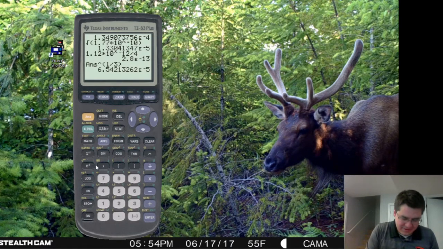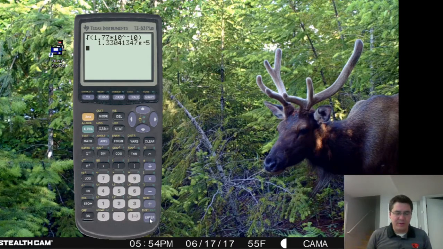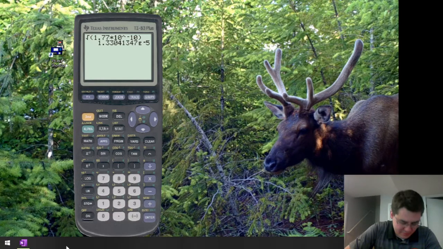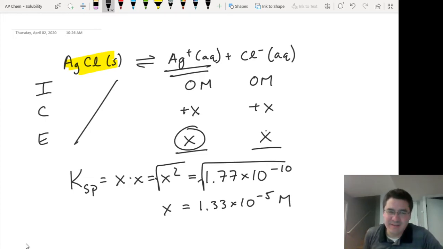So let's see. Second square root of 1.77 times 10 to the minus 10. Okay, so 1.33 times 10 to the minus 5. I'm going to go back. 1.33 times 10 to the minus 5. Okay, so does that make sense?